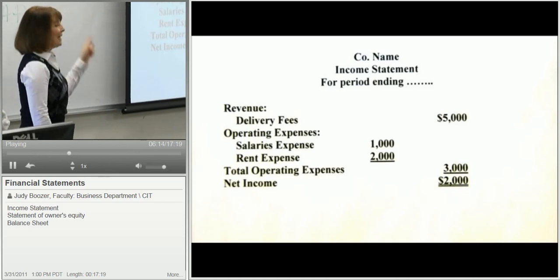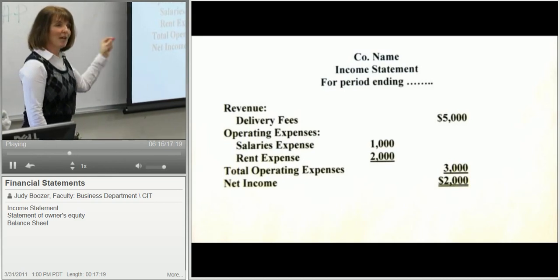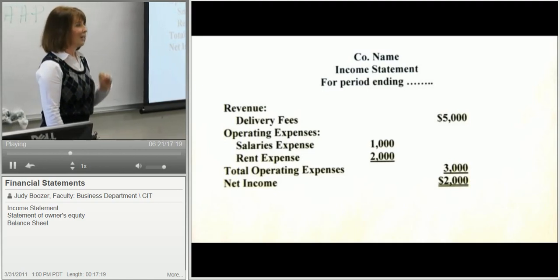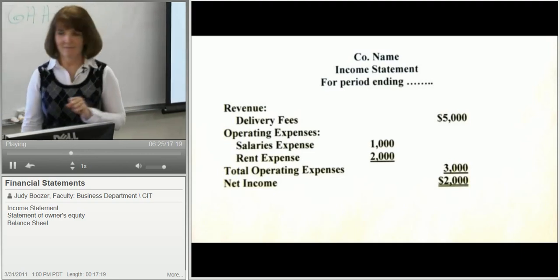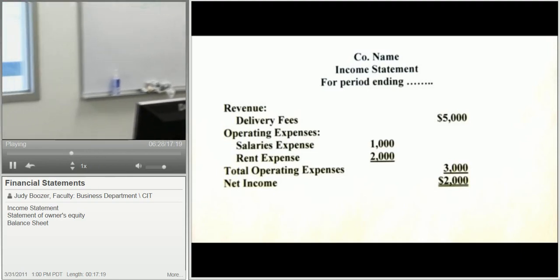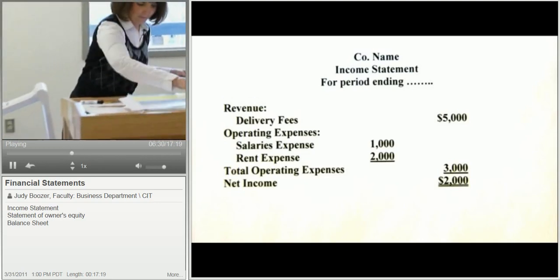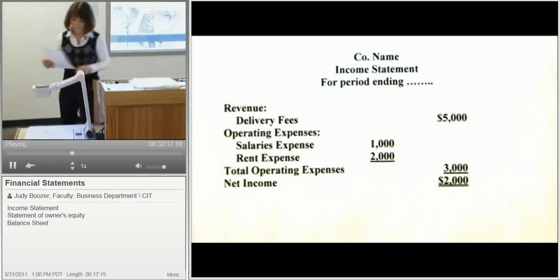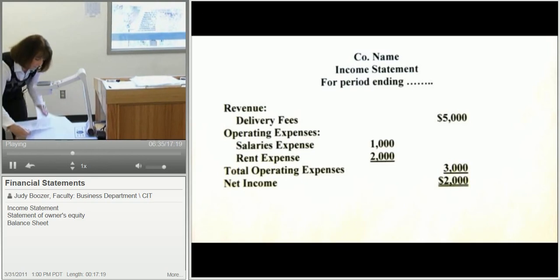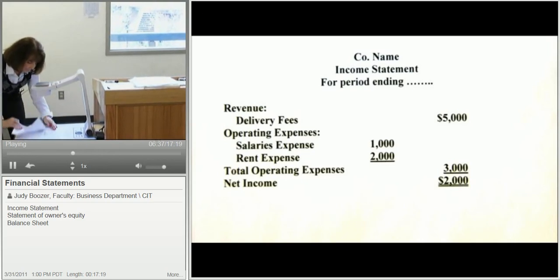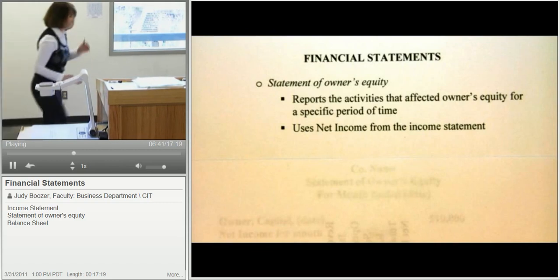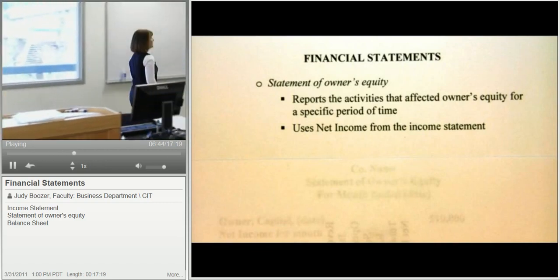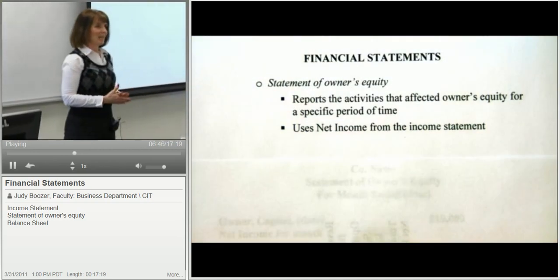Now, anybody remember which financial statement comes after the income statement? Good. Statement of owner's equity. So let's take a look at that. First of all, what is a statement of owner's equity?